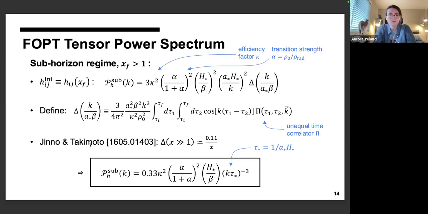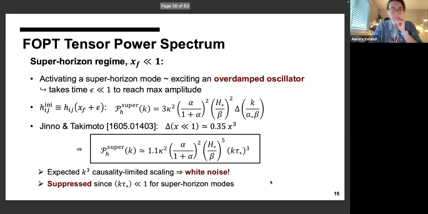The reason for us focusing on this source is because Jinno and Takimoto have this wonderful paper where they compute delta semi-analytically. They actually go through and compute the 2-point function of the stress tensor for this source. In particular, in the subhorizon regime, it just has this scaling, and so we can plug this in and we get this expression for the subhorizon tensor power spectrum.